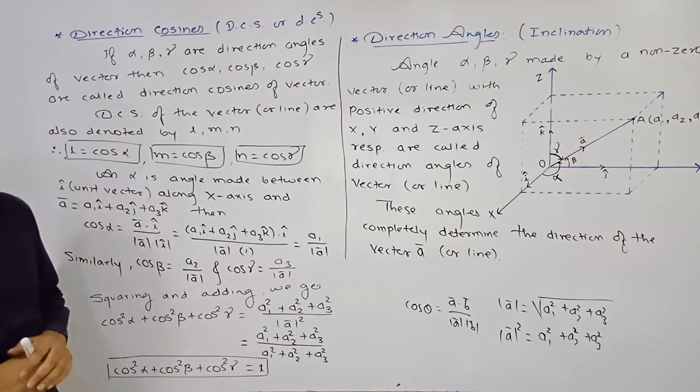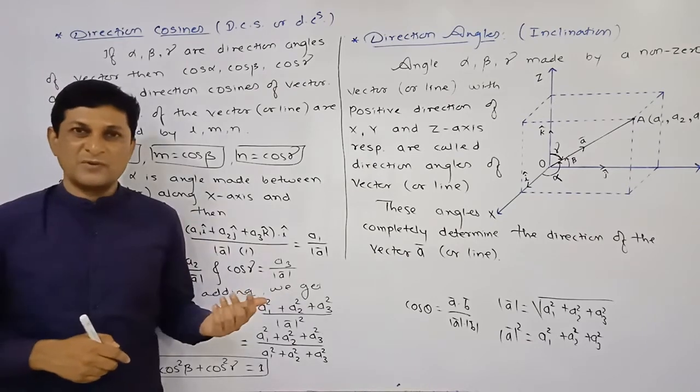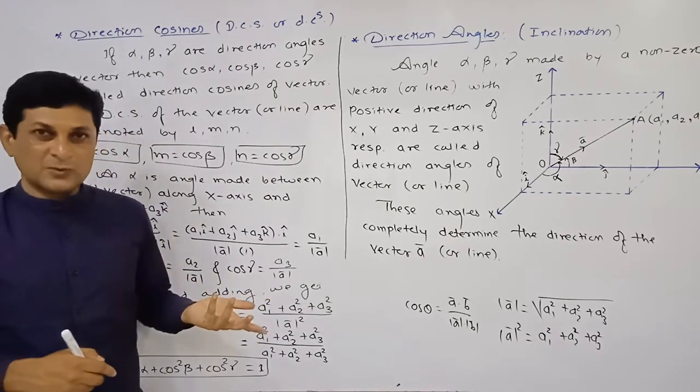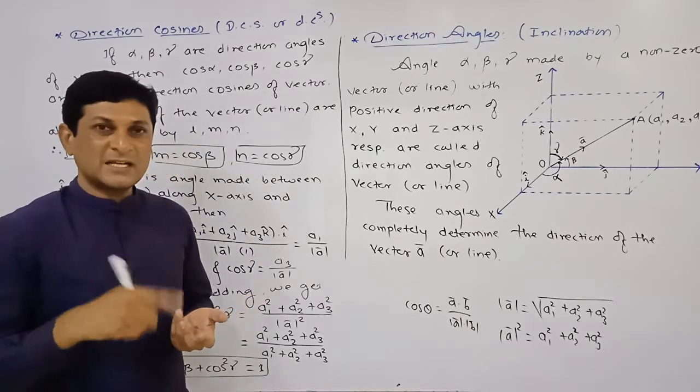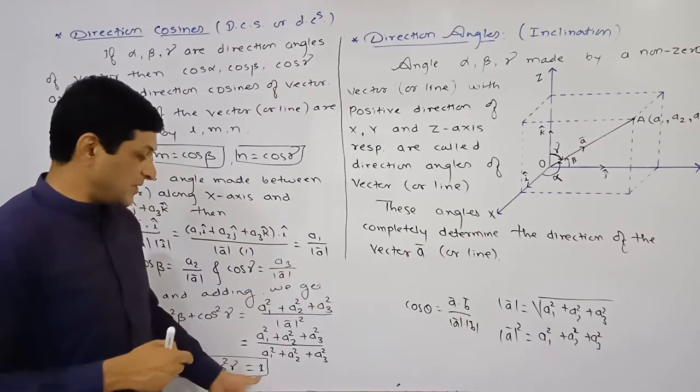So which condition is satisfied by the direction cosines of a vector? The direction cosines we are denoting by cos alpha, cos beta, cos gamma. And this satisfies which condition? The sum of their squares is equal to 1.